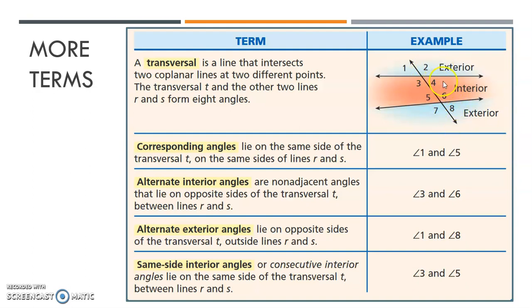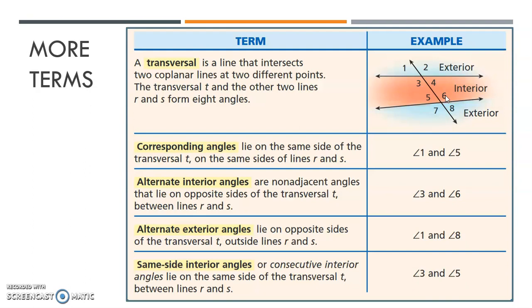4 and 8 because they're both on the right side and they're below a line. Those are corresponding angles. Alternate interior angles. Notice the interior is between the two lines that are intersected. And alternate means on opposite sides of the transversal. So 4 and 5 and 3 and 6 are alternate interior angles.